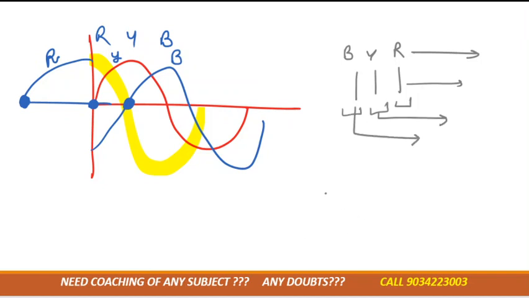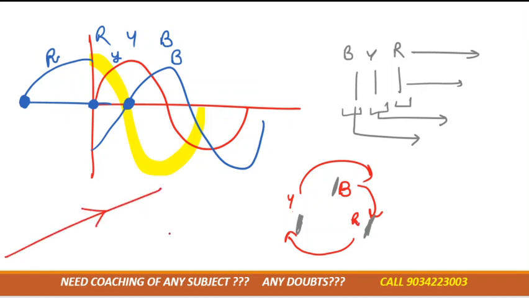Clear this thing? Now suppose these three friends are standing in a circular position. In this case, first R moves. This one is R. First R moves, then Y moves, then B moves, right? So there is a movement of R first, then a movement of Y, and then a movement of B. And as you know, if there is a wire and there is a current flowing in that wire, then it produces what? Magnetic field.